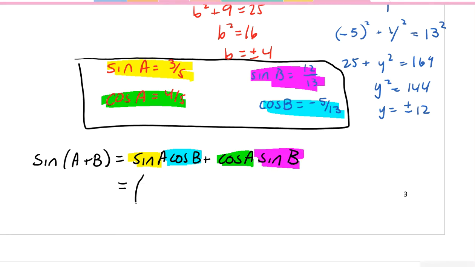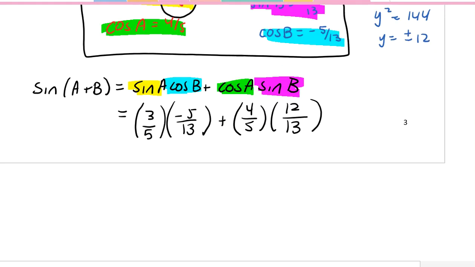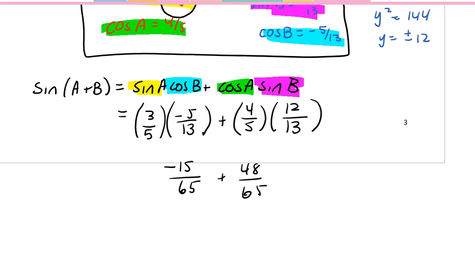When I'm putting these in, I'm replacing sine of A as just 3/5. Notice I'm not writing the word sine anymore because I know sine of A is equal to 3/5. Cosine of B is negative 5/13. Cosine of A is 4/5. Sine of B is 12/13. So now I've got negative 15/65 plus 48/65.